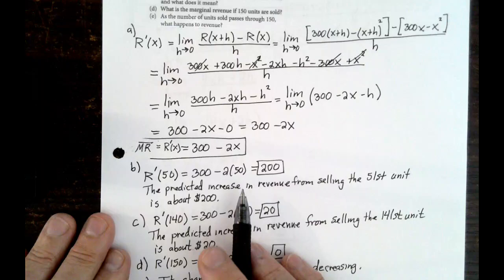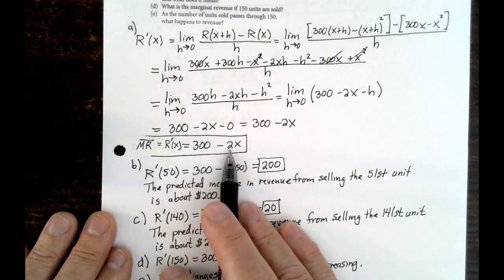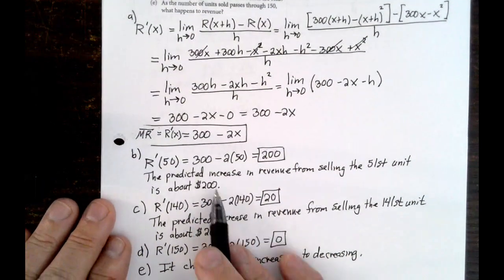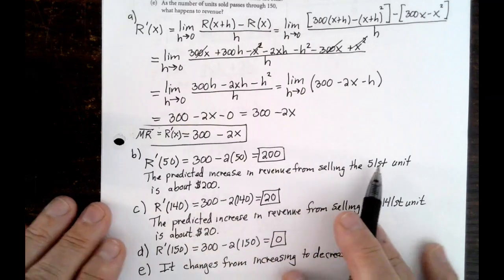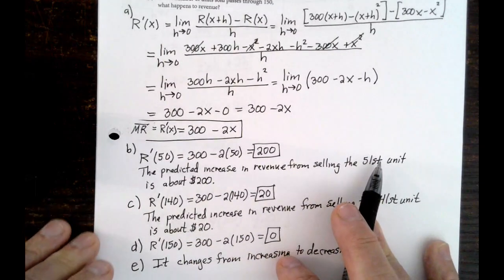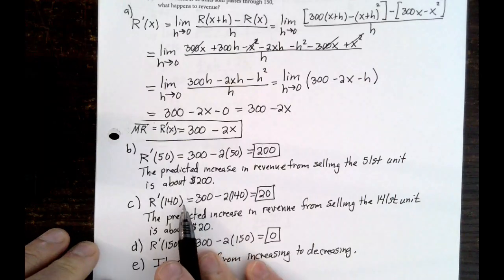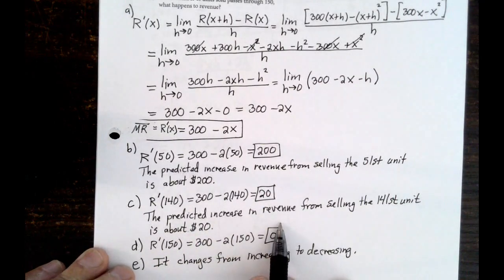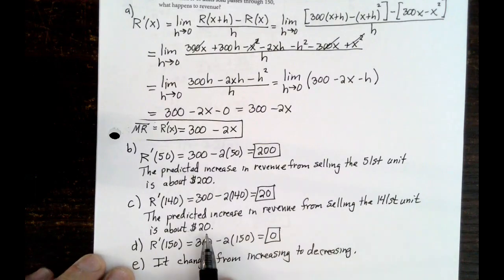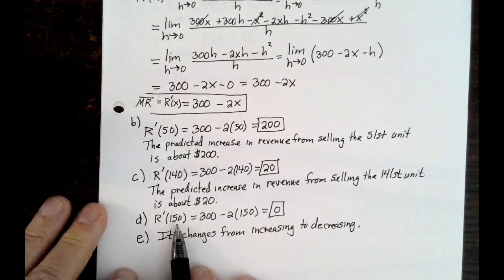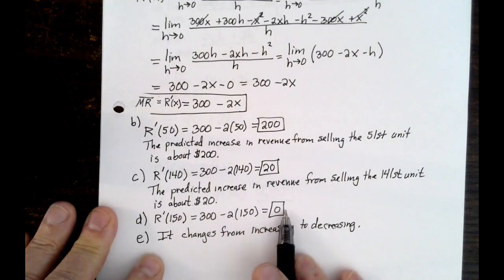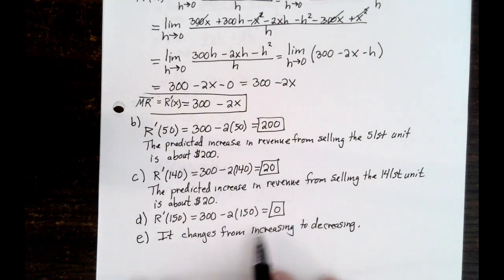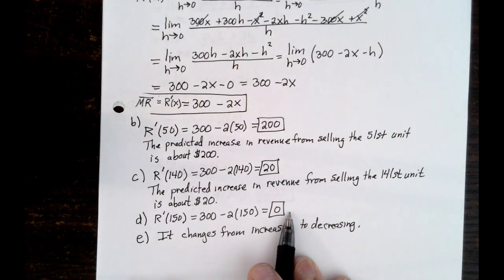B says, what's the marginal revenue if 50 are sold? Well, you plug in 50 into the marginal revenue. And it means the increase in revenue from selling the 51st unit is $200. For 140, plug 140 in, you get 20, and that means the increase in revenue from selling the 141st unit is about $20. And then it asks you for 150, the increase in revenue is 0, meaning you do not get any increase in revenue by selling the 151st unit.